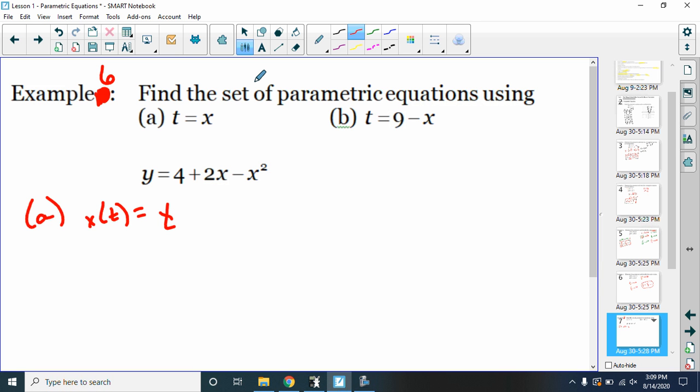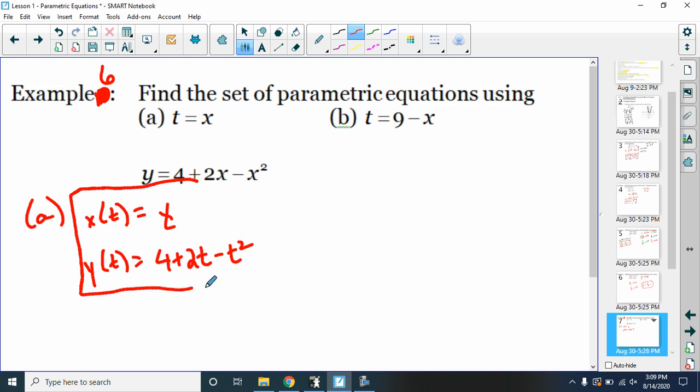To get the second equation, this one's easy enough. I just need to replace the x's here with t's. So y is equal to 4 plus 2t minus t squared. And now we have two equations. One with x equals, one with y equals.